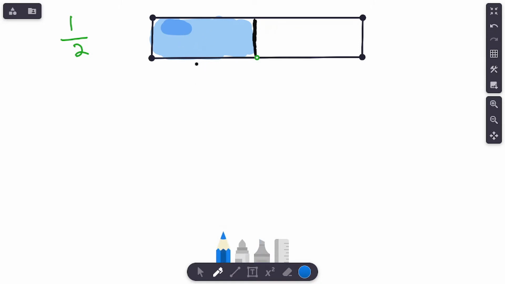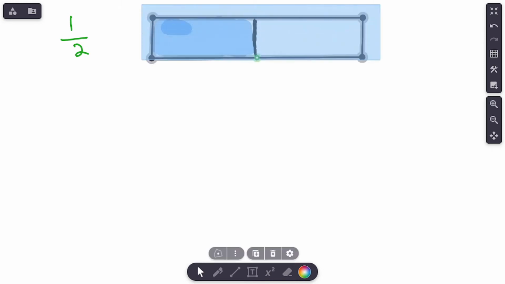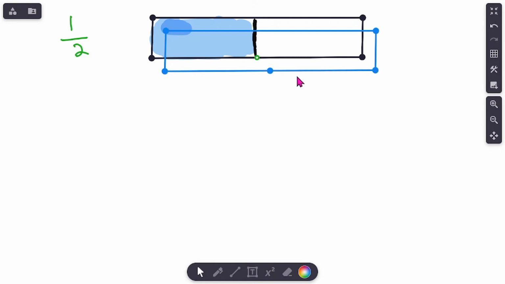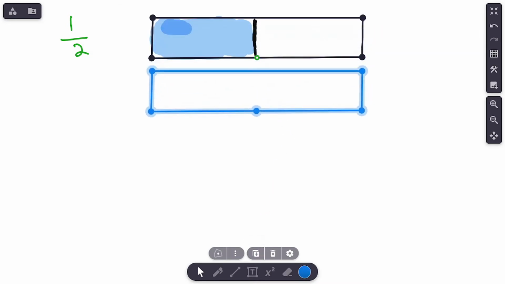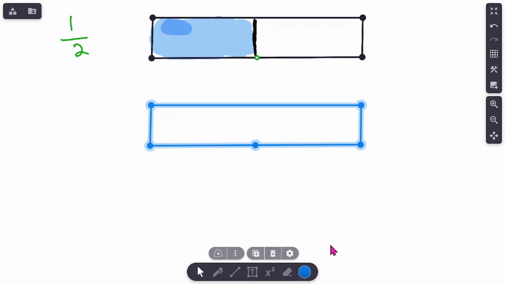Now, if we were to make an equivalent fraction to 1/2, let me show you something that you can do with fraction bars. Let me show you what you can do with fraction bars. Let me make another one here. So we've got the fraction 1/2. We are going to make another fraction.